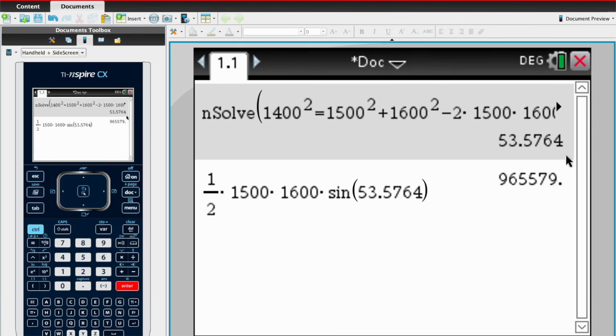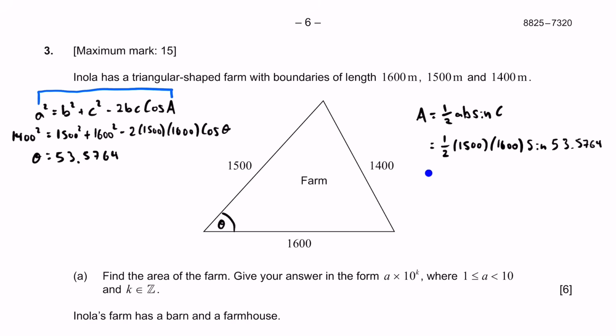Okay, so let's go ahead and write this out. So 965,579, and this is meters squared. Since we want to round this, or put this into scientific notation, our final answer will be in 3 sig figs. So I'm going to round this to 3 significant figures. So 966,000, and then this would be meters squared.